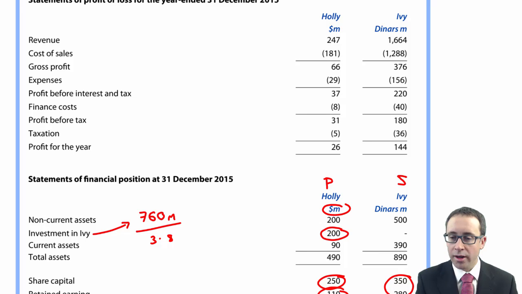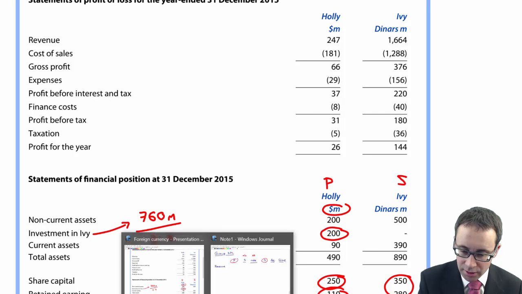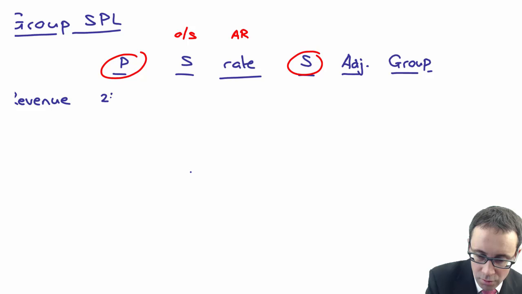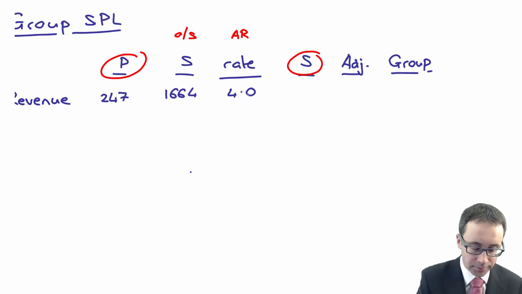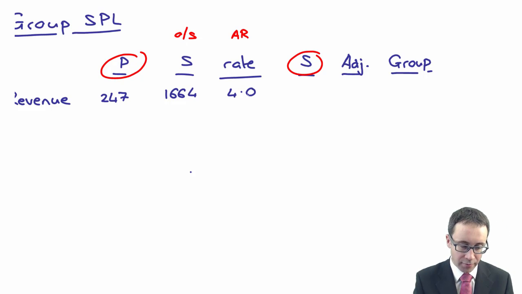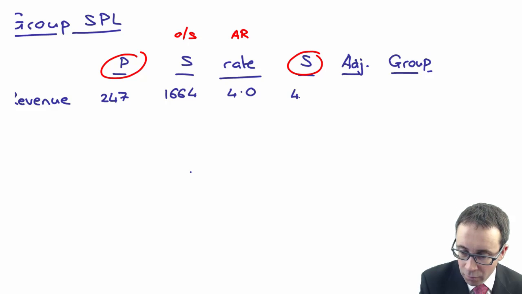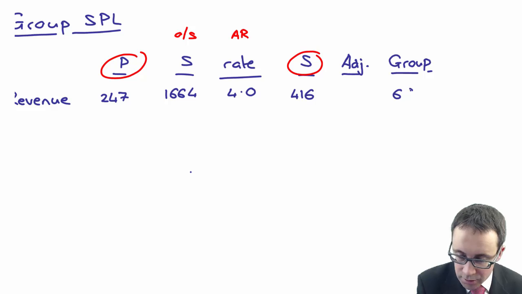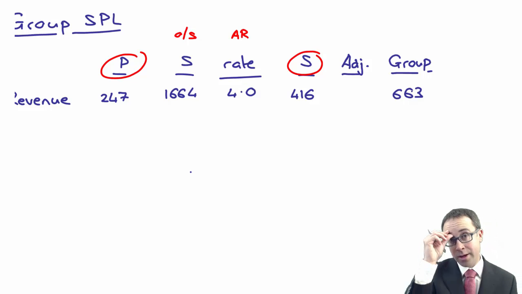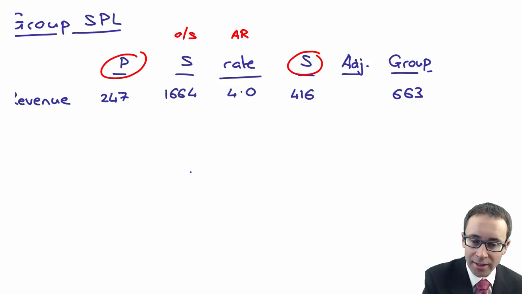Okay. So revenue: 2471 and 1664. So 2471, and 1664 at a rate of 4. So 1664 divided by 4 gives me 416. If you add them together, that gives you 2887. Okay, excellent.